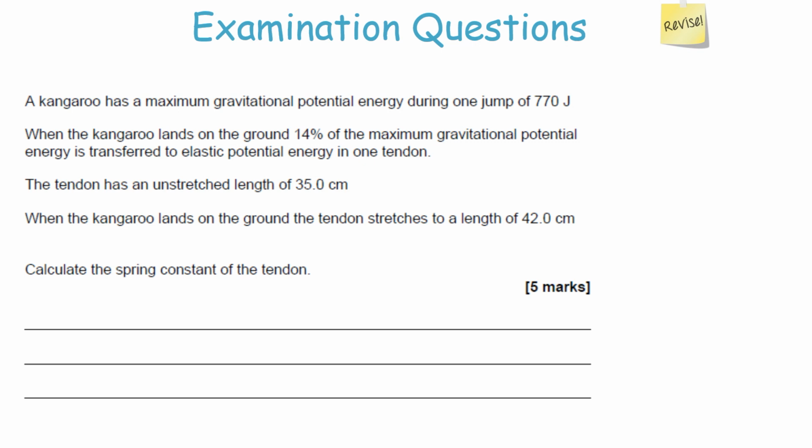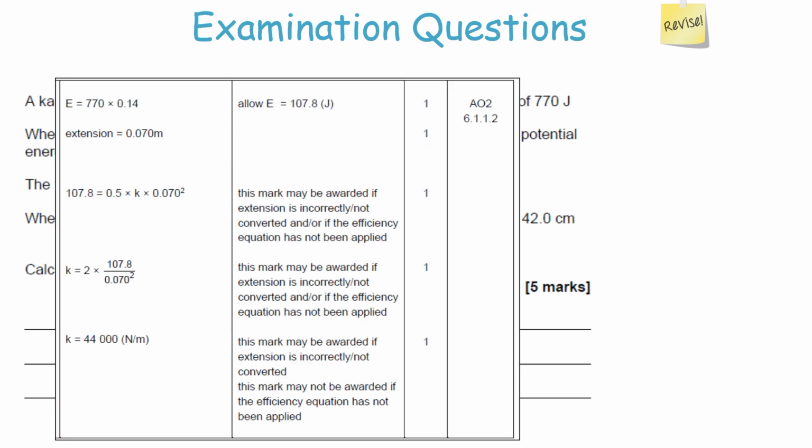Right, so how would you answer this particular question? Well, the first thing to do is ensure that you're changing your 770 joules into 14% of that, because that's how much energy is being transferred. So you do 770 times by 0.14. So you get an energy that's going to be transferred of 107.8 joules.